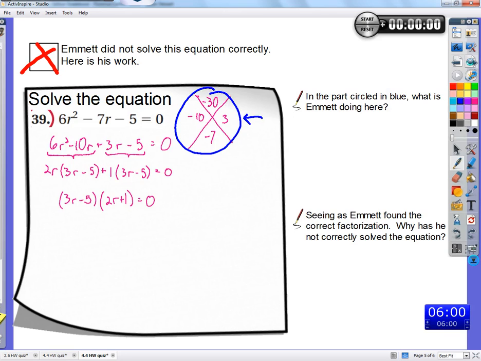Alright, so now Emmett is working on this problem, not doing it all the way correctly. This is in the part circled in blue. What is Emmett doing here? What is going on with that stuff in blue? What's he working on? How's he doing it? Why is he doing it? Absolutely anything you write down is partially right. I want you to write something down first, and then we'll talk about that.